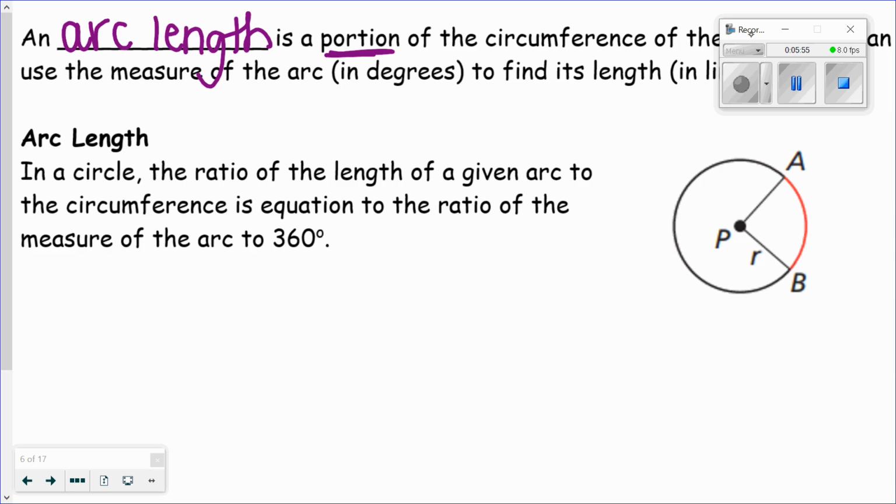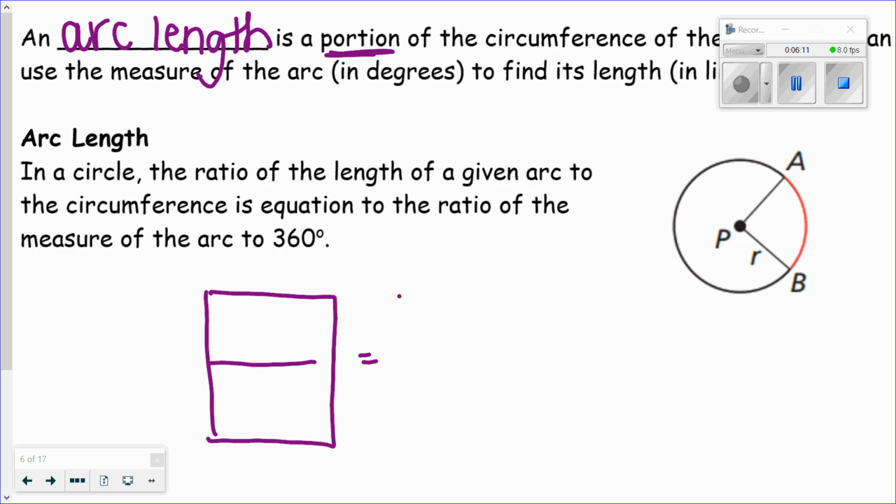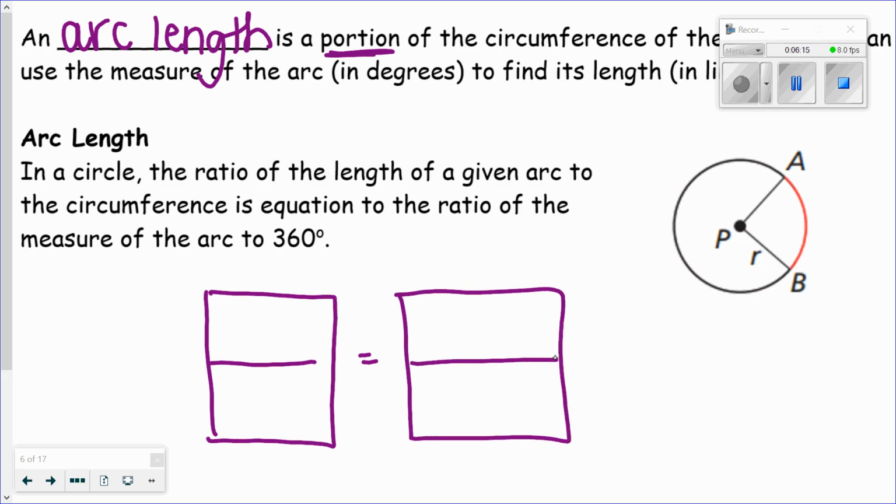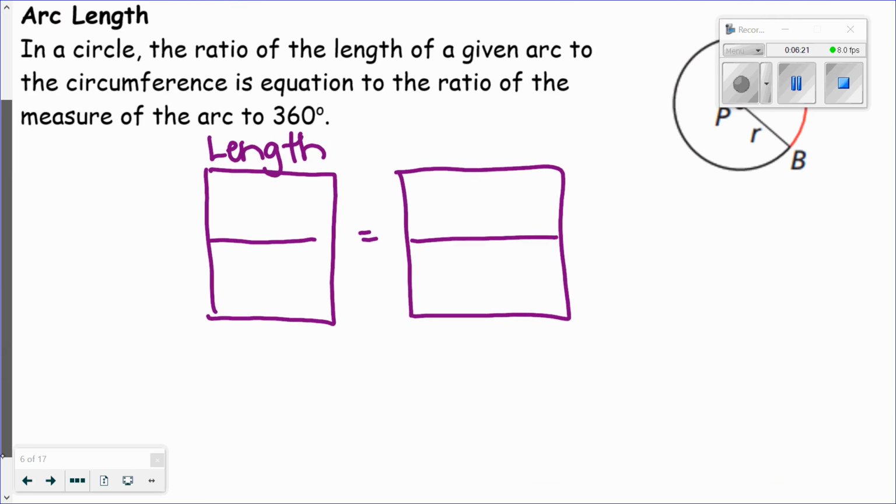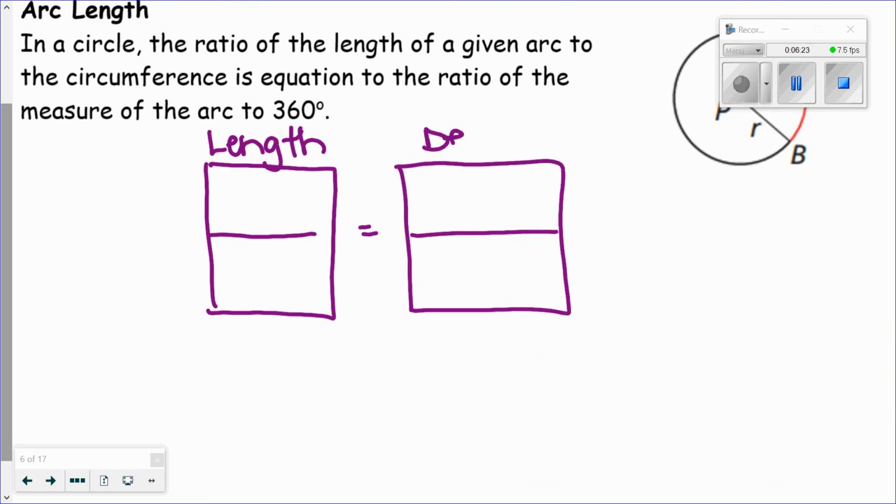So I want you to set up, you'll see underneath example 1, it says arc length. In that little space down below, I want you to go ahead and put 2 ratios. Okay, we're going to use this a lot. So the left-hand side is going to be your length, and the right-hand side is going to be your degree.